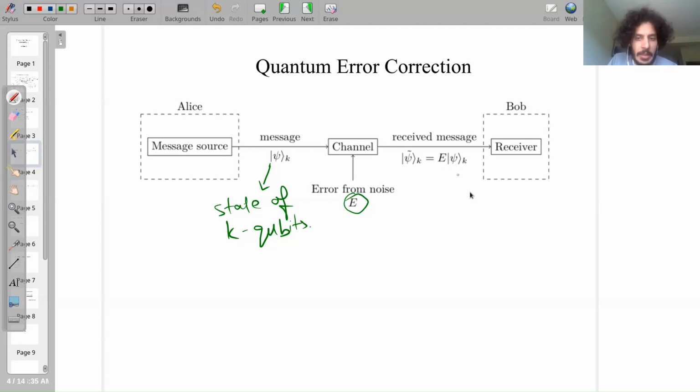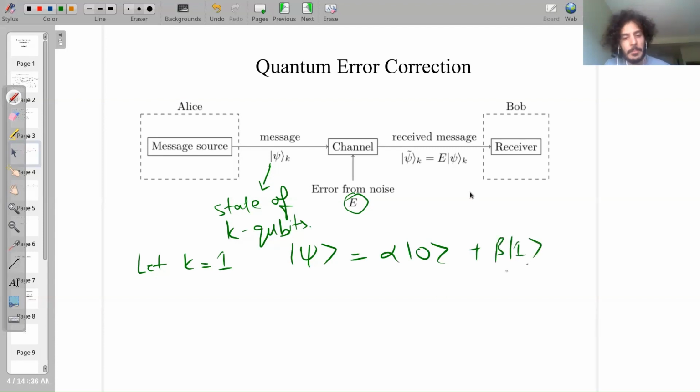And if the error operation is not identity because of the noisy channel, then Bob will get the wrong message. We can get a sense of this. For example, let k equal 1 for now, which means that I only have a state of 1 qubit. So let me just say this is my state, the arbitrary state of 1 qubit, and then assume E is the X operation.